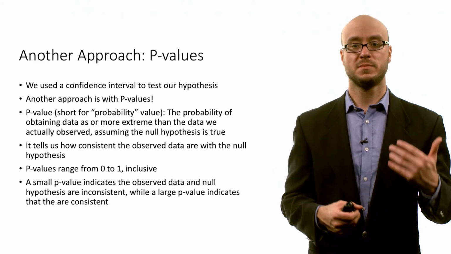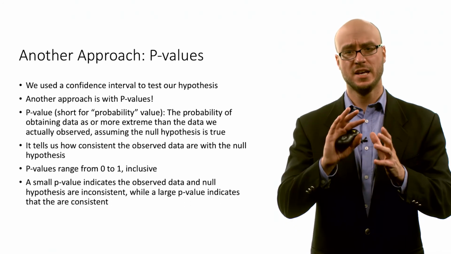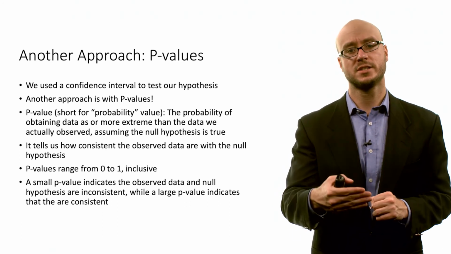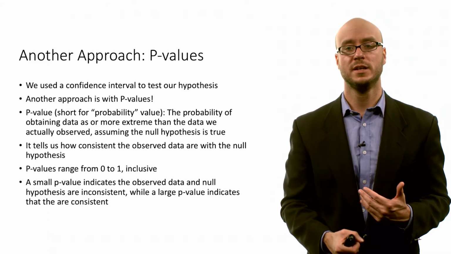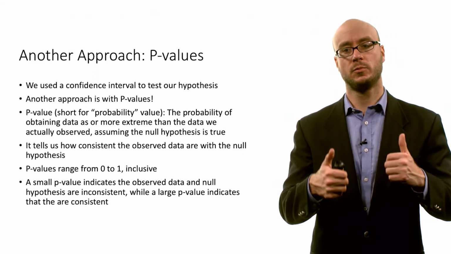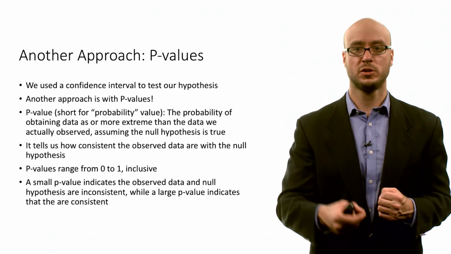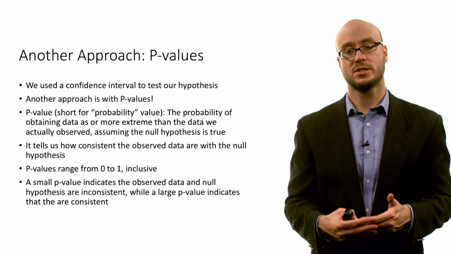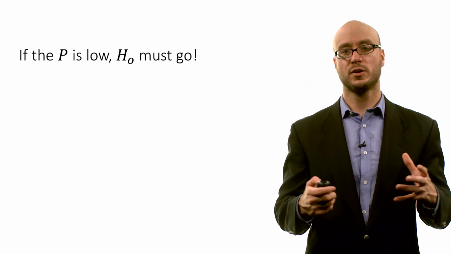A small probability value indicates that the observed data and the null hypothesis are really inconsistent. A low p-value suggests that the probability of obtaining the data we have, under the assumption that the null is true, is really unlikely. They're really inconsistent. Whereas a large p-value closer to 1 suggests that the data are consistent with the null hypothesis. If you assume the null to be true and you get a p-value of 1, it suggests that they're consistent with each other. So we'd fail to reject the null hypothesis. The mnemonic you should burn into your brain is that if the p is low, the null must go.